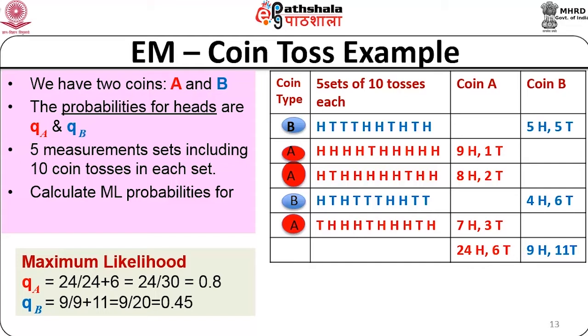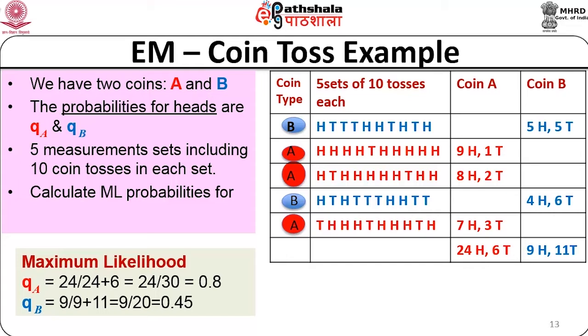Similarly, if you take the second set, the third set and the fifth set, all three are red. So we know that a red coin is tossed, and the total is 24 heads and 6 tails. So, 24 by 24 plus 6, that is 24 by 30, 0.8. So, the probability of heads coming when a red coin is tossed is 0.8.